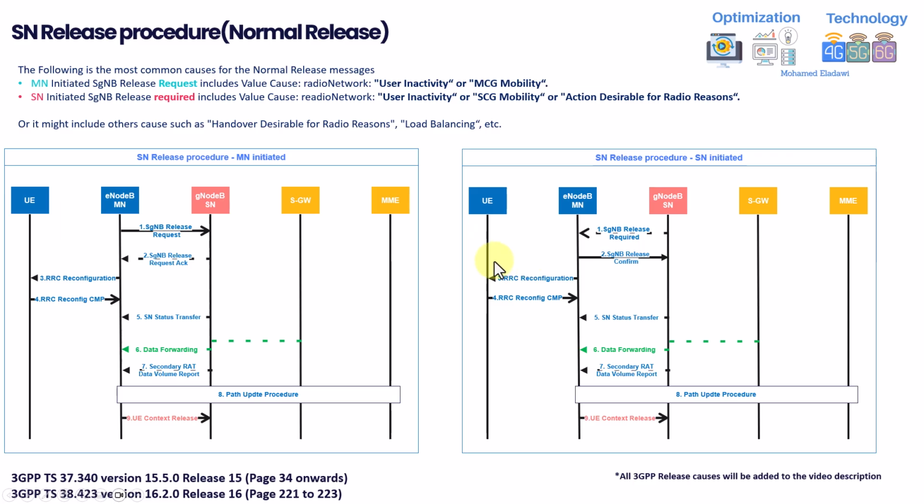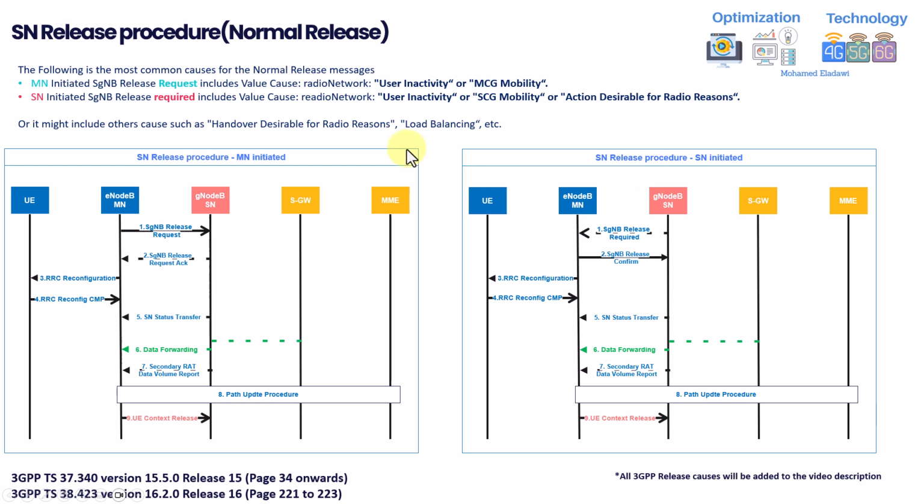So let's move. The first part today, as you can see here, this figure is speaking about secondary node release procedures for the normal release. As you can see, we have two figures here. One on the left, which is called secondary release procedures, but master node initiated, which means that the release will be initiated by the 4G or the master node. And the second one is secondary node initiated, through the SgNB.